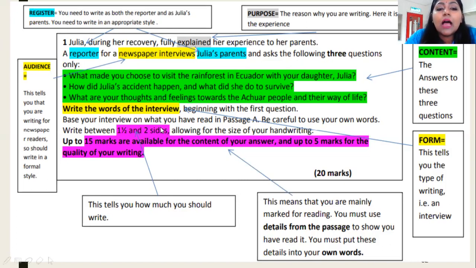Now this 1.5 and 2 sides are not really stated in the latest syllabus or even for the past few years. Now it's all about you answering 250 to 350 words. Clear? So this is basically how you analyze a writer's effect question before you start answering.